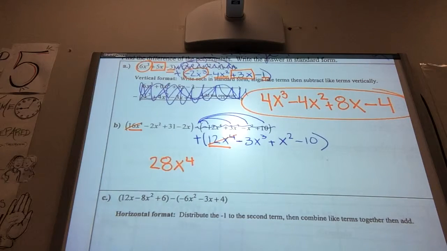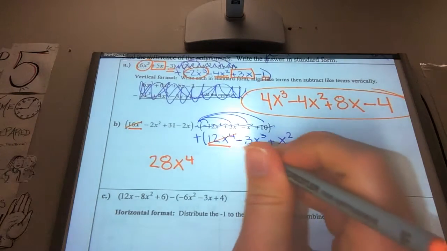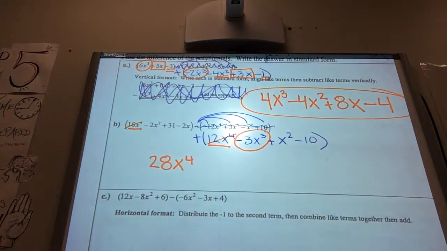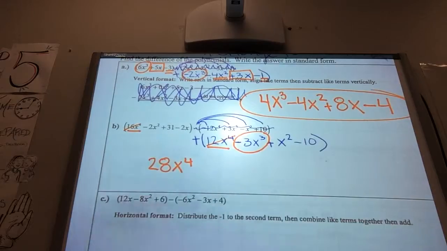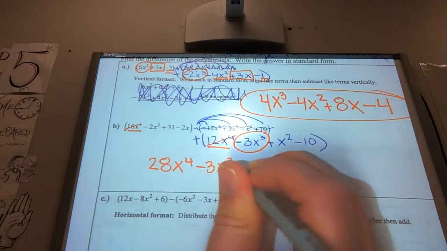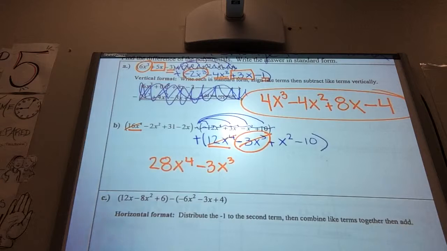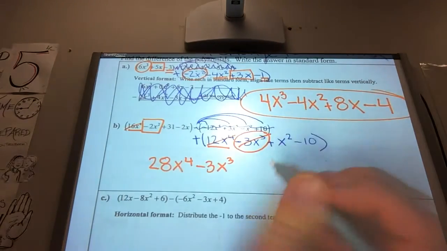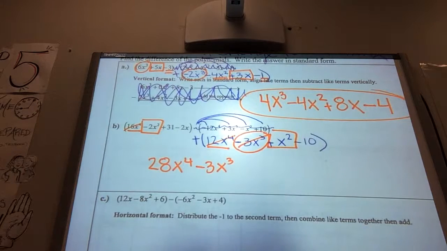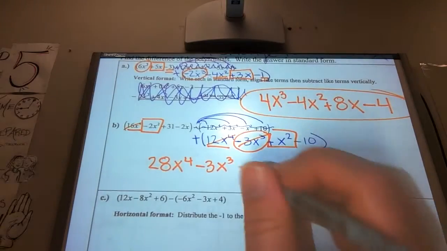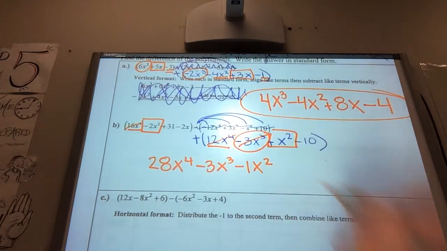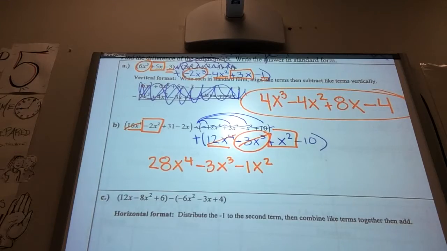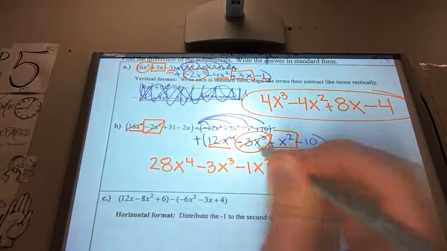What would come next? x cubed. So I look and I see, okay, here's an x cubed term. Do I have any here? No. So I just have negative 3x cubed. And again, you can cancel that out because I've done that set of like terms. So then we look for x squared. So I see negative 2x squared and 1x squared. So what do I have altogether? Negative 1x squared, and you don't need the 1. And then I can cancel those out too.